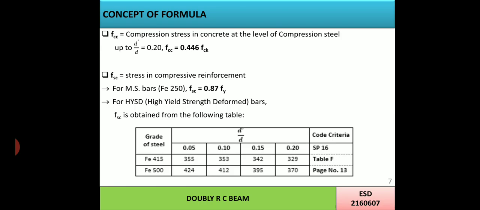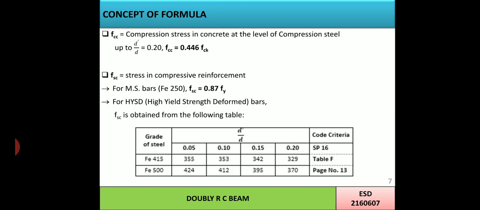Now further moving, as we already said in the previous slide, we should understand the concept of FSC and FCC. So first of all, let's start with FCC. FCC equals compression stress in the concrete at the level of compression steel. So for d dash by d ratio up to 0.20, FCC is usually taken as 0.446 FCK. And talking about FSC, stress in the compression reinforcement, for MS bar, say for plain bar, for the grade of Fe 250, FSC is taken as 0.87 FY. And for HYSD bar, HYSD means high yield strength deformed bars, FSC is obtained from the following table, that is given in SP 16, table F, page number 13.